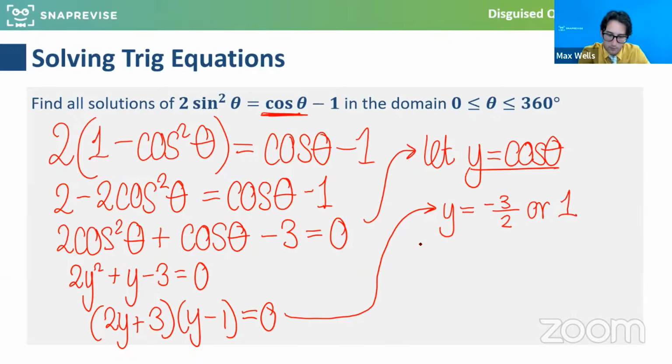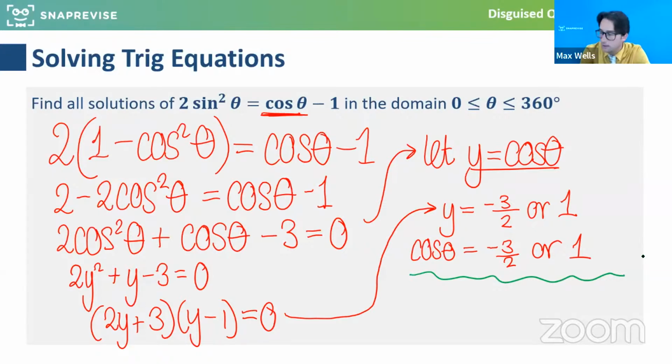Now remember, y was the substitution for cos theta. So cos theta could equal minus 3 over 2 or 1. Are either of those a problem? Very good answers, guys, that's superb. I'm going quite quick, and you guys are certainly keeping the pace up. But if you are unsure about anything, please do let me know, and we can go back. Anything here that we noticed that's a bit of a problem?